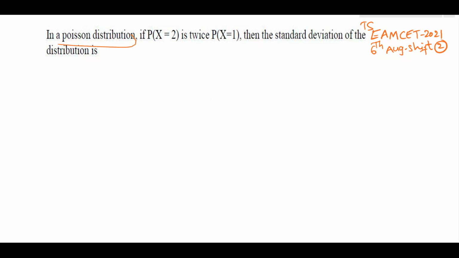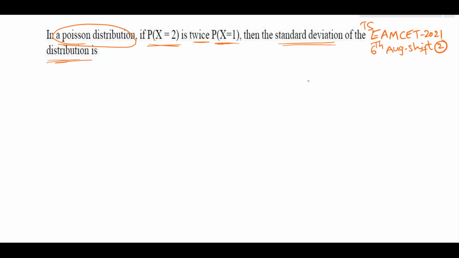In a Poisson distribution, P of x equal to 2 is twice P of x equal to 1. Then the standard deviation of the distribution is dash. This is Eamcet 2021, 6th August shift 2 question.